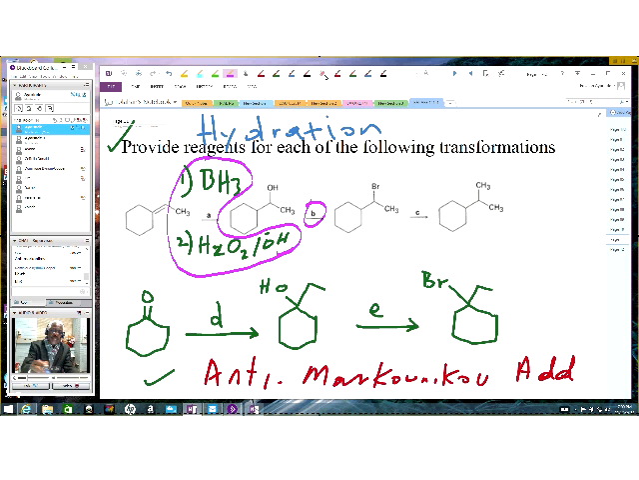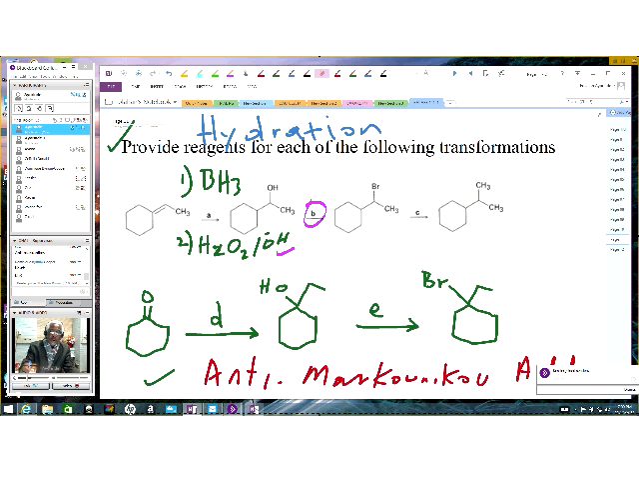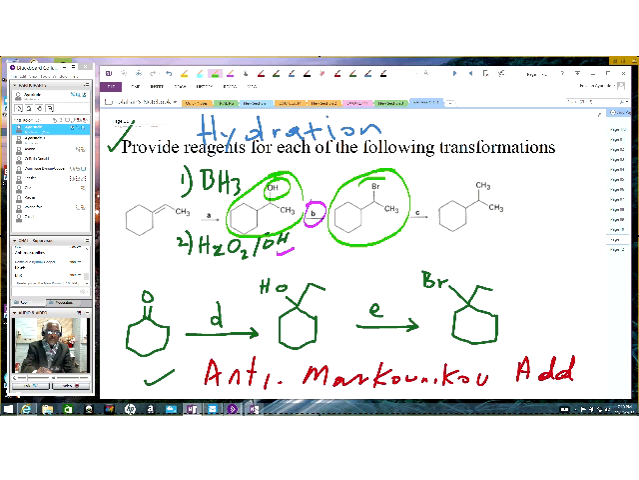Let me take this out of here. We want to go from a secondary alcohol to a secondary alkyl bromide. In other words, we are going to replace the hydroxy group with the bromine atom.